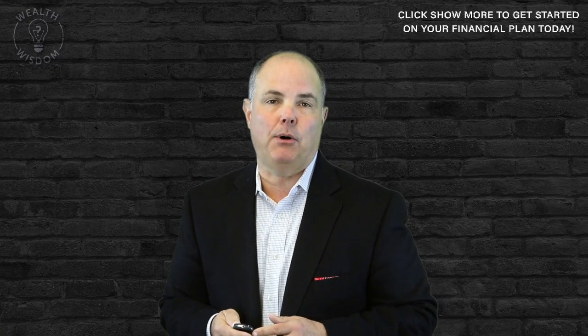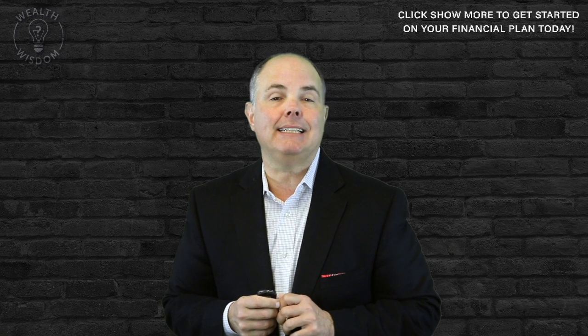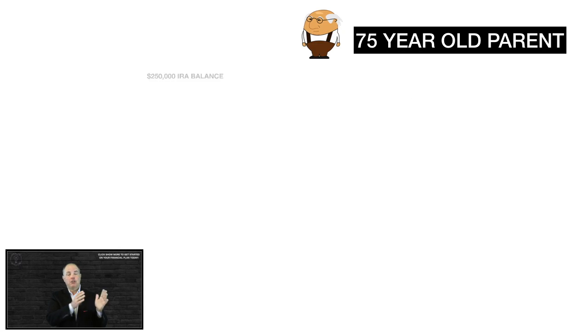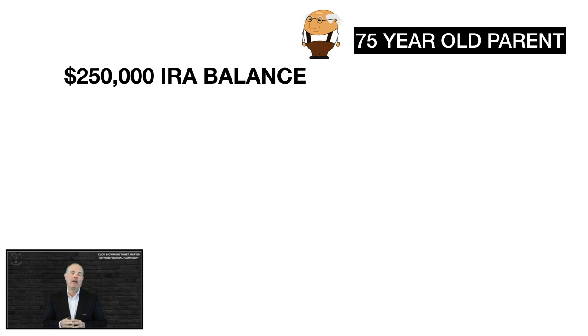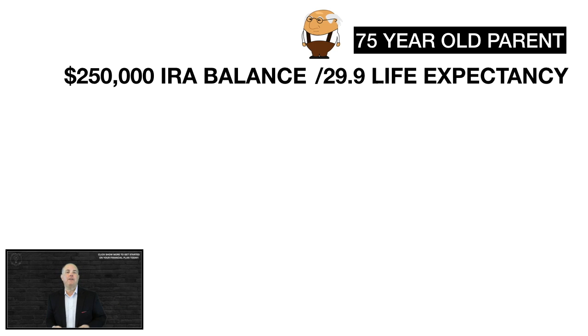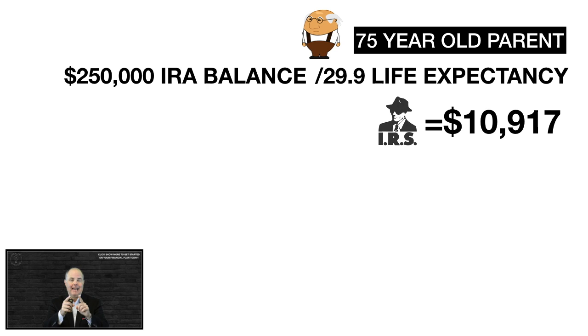So a quick example. Let's say the parent is age 75. They have a $250,000 balance at year end. Their factor that year is 22.9. So you take the 250 divided by 22.9. They're going to have to take out $10,917. The IRS wants their money at some point.